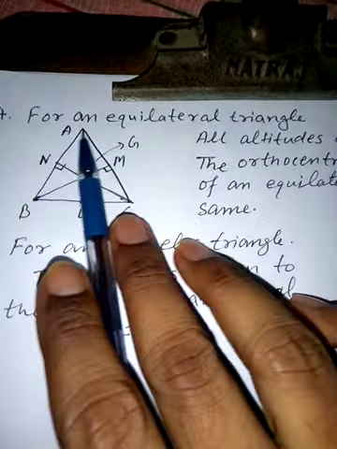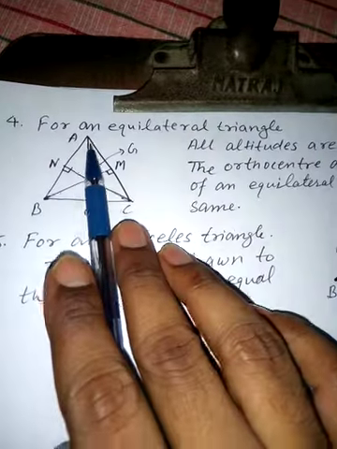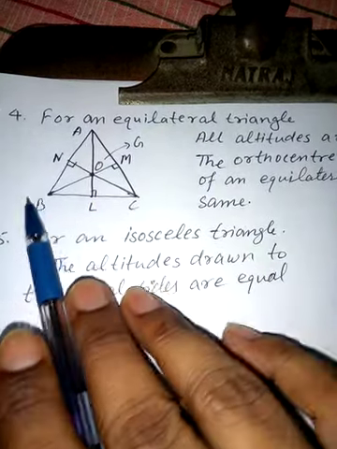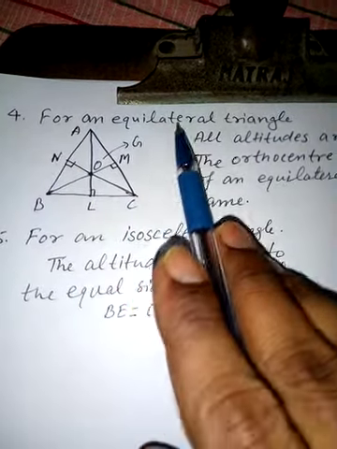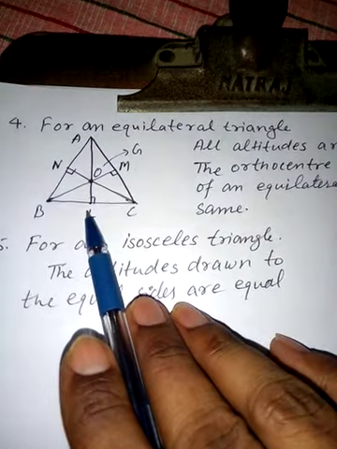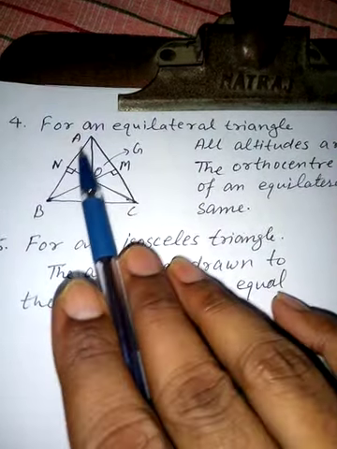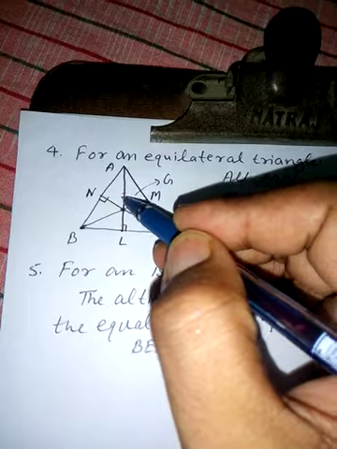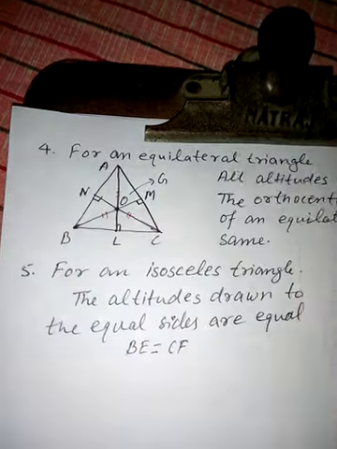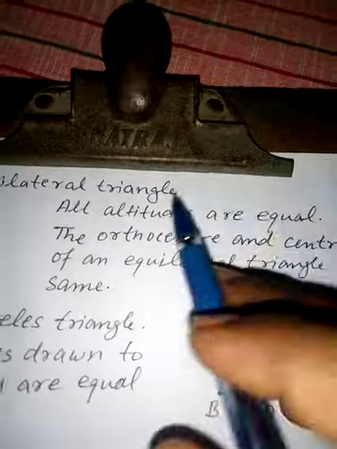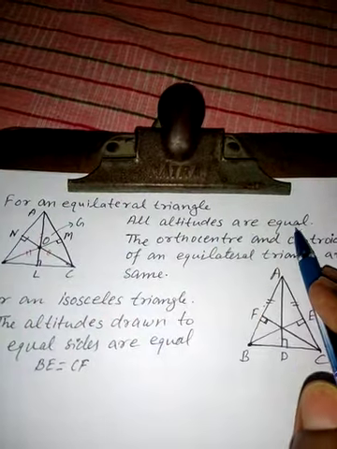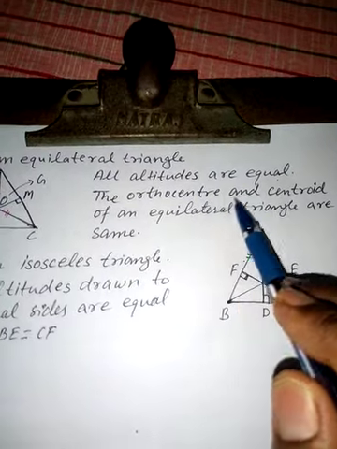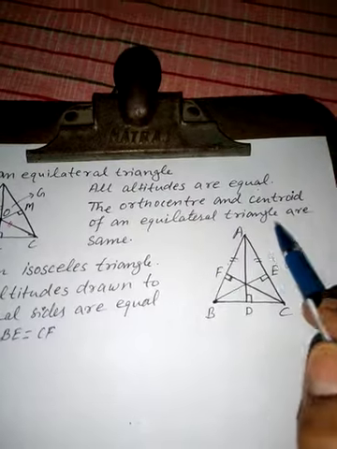Now for an equilateral triangle. If we draw an equilateral triangle and draw all the altitudes in this figure, ABC is an equilateral triangle, and all the altitudes AL, BM and CN are drawn, and you can see all these altitudes are same in length. So first thing is all altitudes are equal in an equilateral triangle. And again, the orthocenter and the centroid of an equilateral triangle are same.